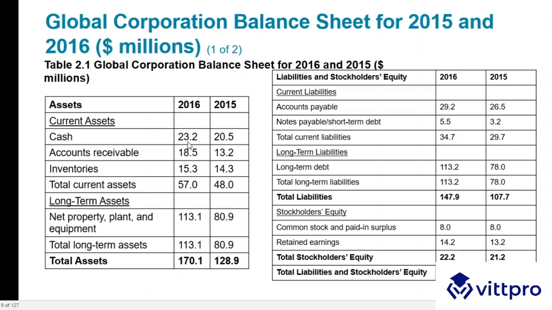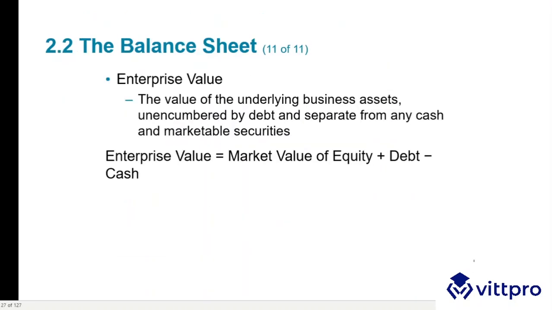So what will be the value? The value will be 90 plus 80. $170 million will be the enterprise value of this company. So that's how we normally define the enterprise value of the company.